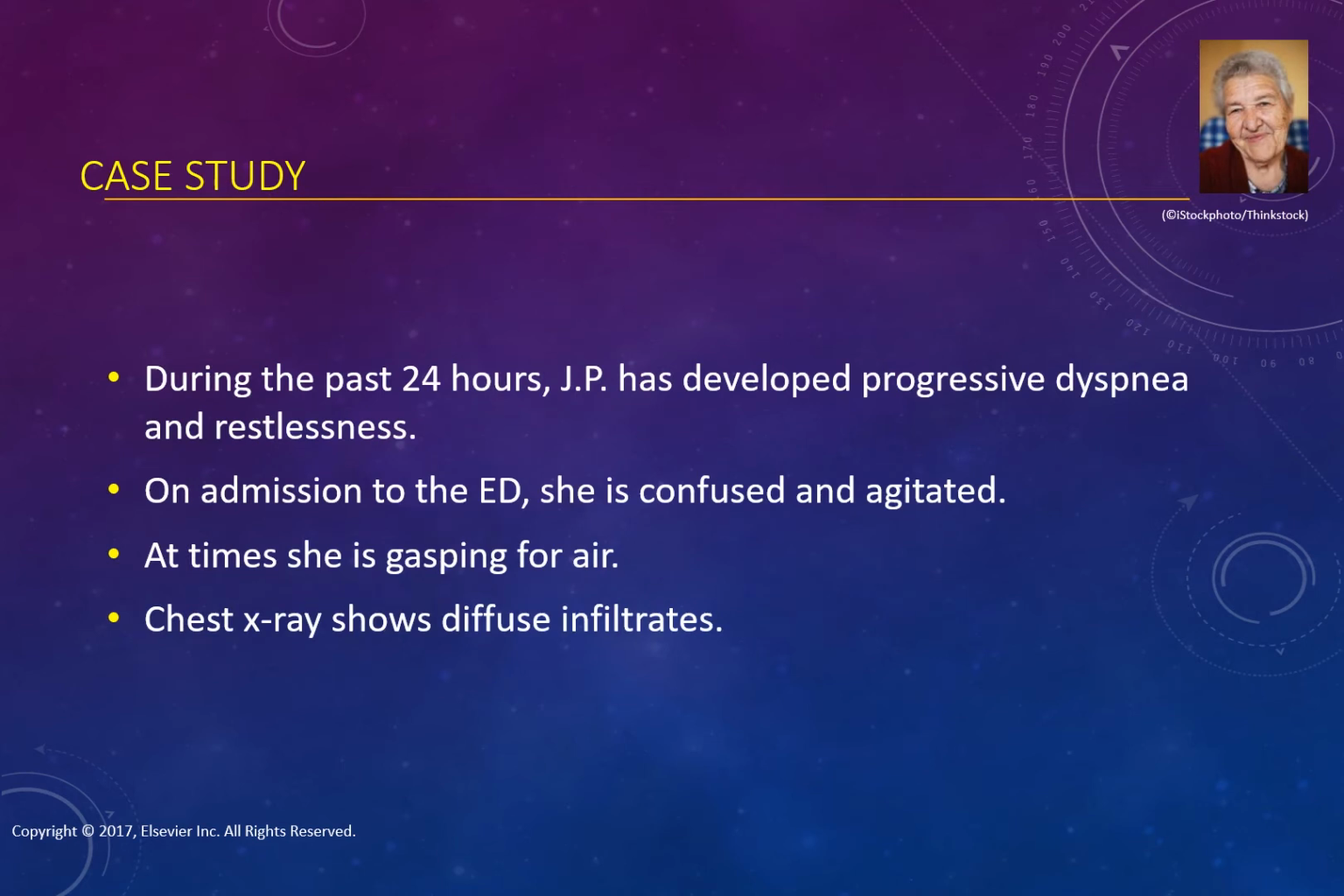So we see that she's developing progressive dyspnea and restlessness. We know that restlessness and agitation are early signs of hypoxia. And she's also confused and agitated. At times she's gasping for air, and then we see our chest x-ray that's now showing the diffuse infiltrates. So we know a primary cause of this was her aspiration. Risk for ARDS includes age, infection.